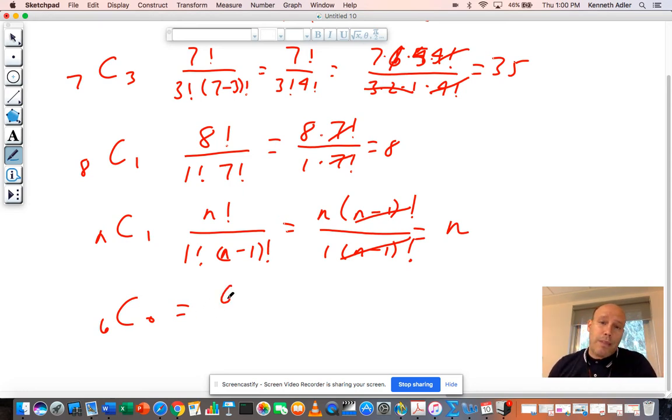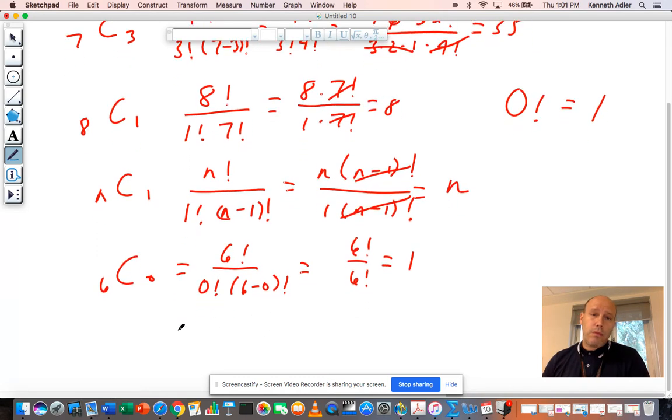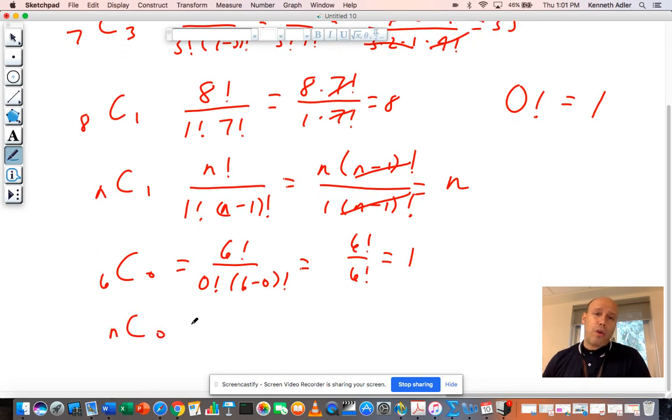Let's see. 6 factorial over 0 factorial times 6 minus 0 factorial. I don't think we discussed this. It turns out that 0 factorial is equal to 1. How many ways can you do nothing? 1. That's why 0 factorial is 1. So the answer, 6 factorial over 6 factorial, is 1. And then it turns out that n choose 0 is 1.